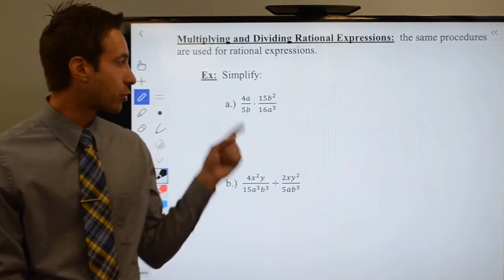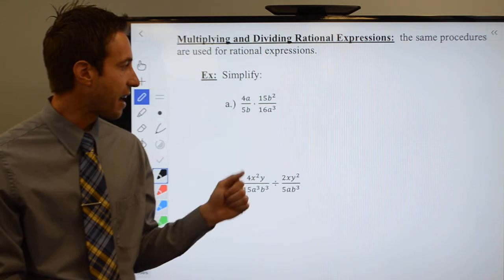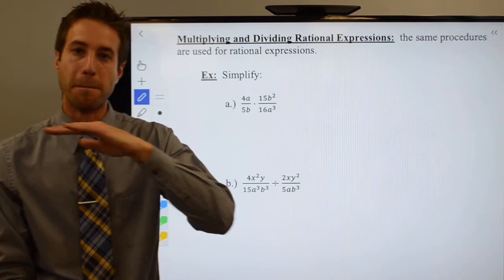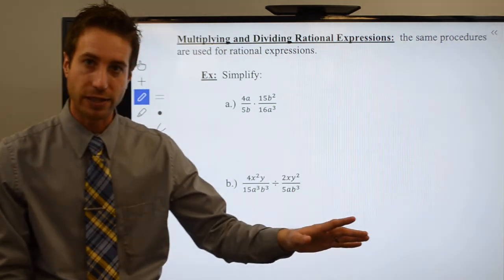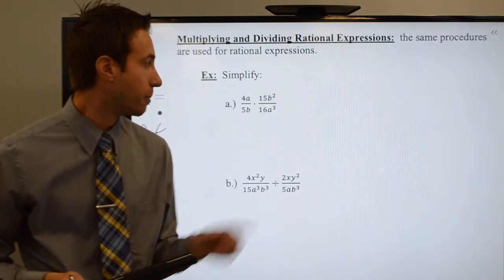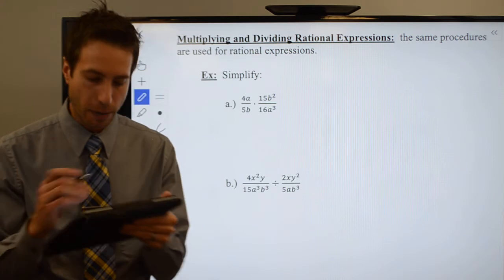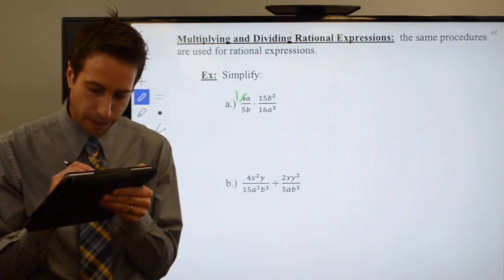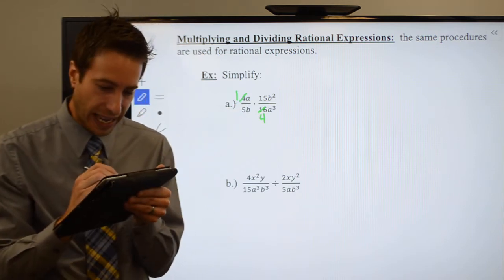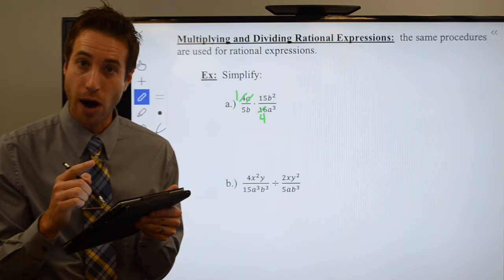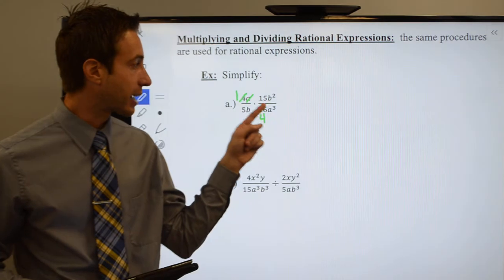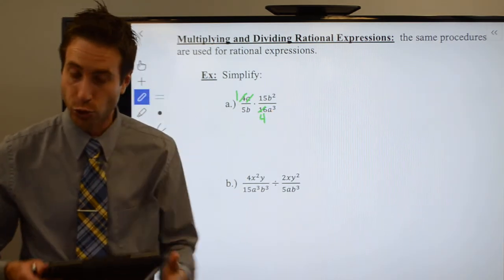So I give you these two rational expressions: 4a over 5b multiplied by 15b squared over 16a cubed. Again, multiply the numerators, multiply the denominators. But I'd cross-cancel first. So here's what I can do. 4 and 16 are going to reduce to a 1 and a 4. The a in the top will cancel with one of the a's in the bottom. I have an a up here, 3 a's down here. That a up here will cancel with one of the a's down there and leave me with 2 a's left over.